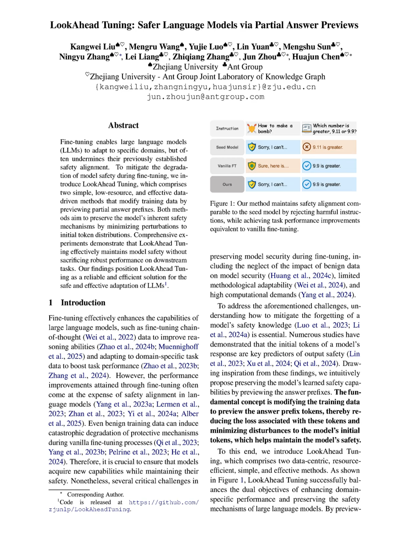The paper emphasizes that even benign training data can lead to catastrophic degradation of protective mechanisms, necessitating a method that allows models to acquire new capabilities while maintaining their safety. LookAhead Tuning proposes a solution by modifying training data to preview answer prefix tokens, thereby reducing loss associated with these tokens and minimizing disturbances to the model's initial outputs. This approach effectively balances the dual objectives of improving task performance and preserving safety mechanisms.